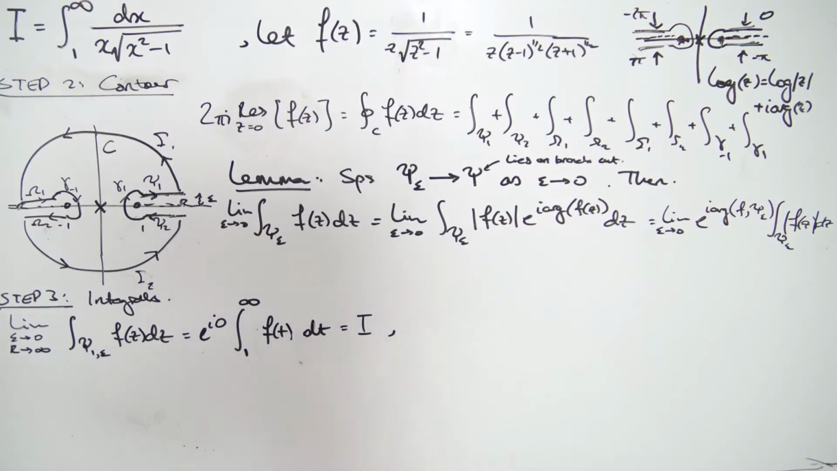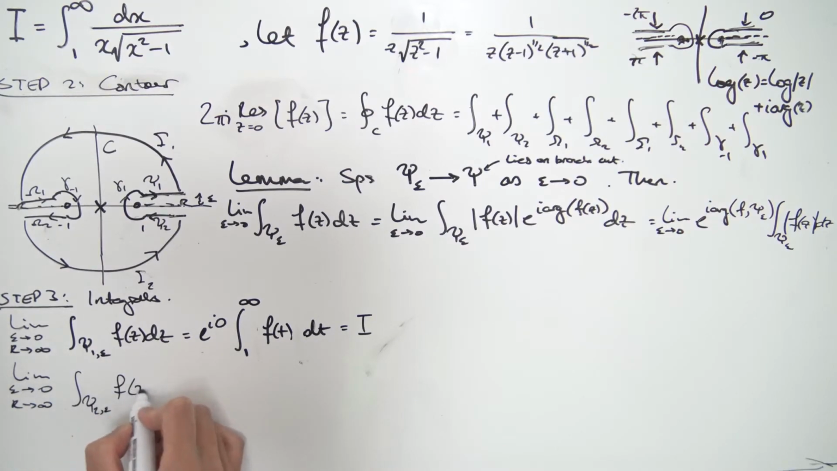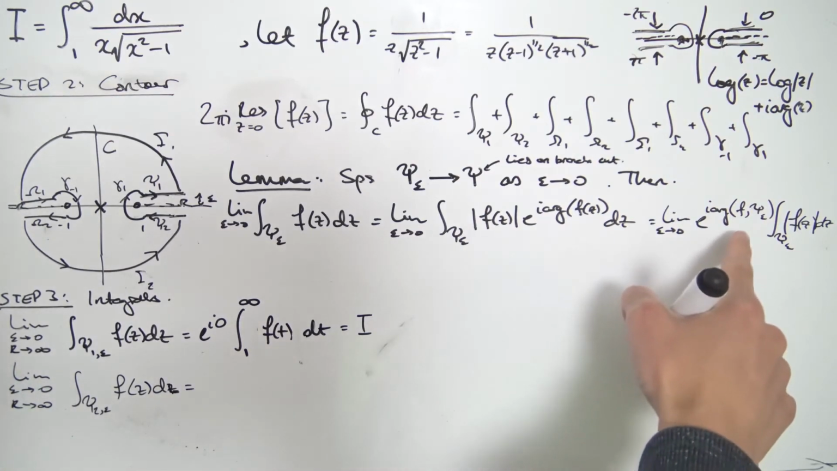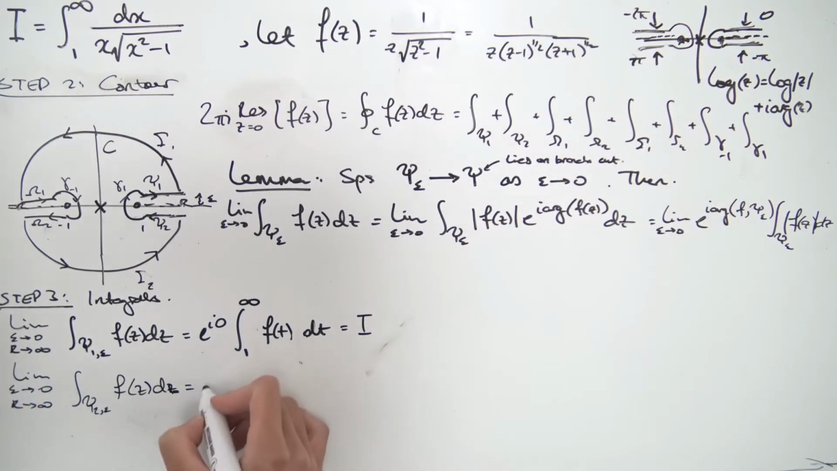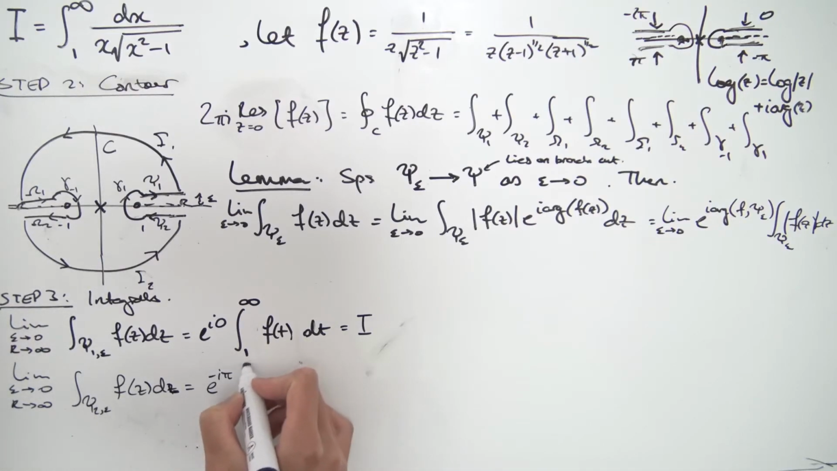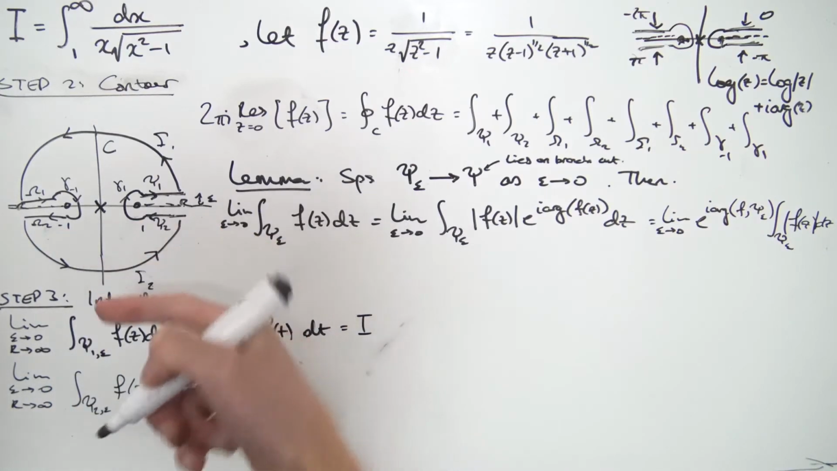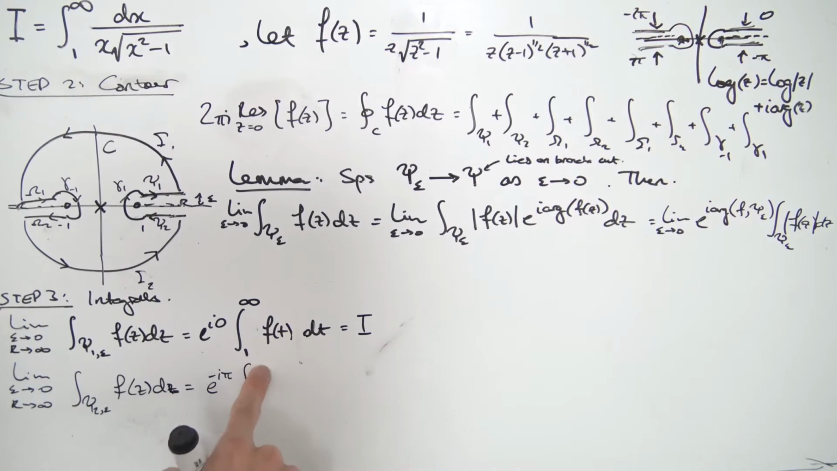So that was quite simple. Let's take a look at the integral over psi 2. Taking the limit as epsilon approaches 0, r approaches infinity, integral psi 2 epsilon f of z dz. What is this going to be? Well, we take e to the I arguments from below, so that's going to be e to the minus I pi, and if we multiply by the integral from, now psi 2 is going in this direction, so that's going to go from r back to 1, or from infinity back to 1.